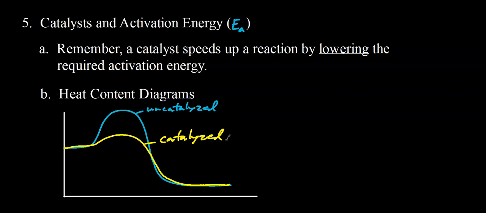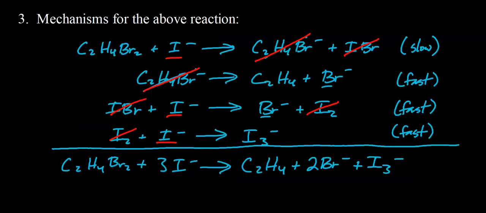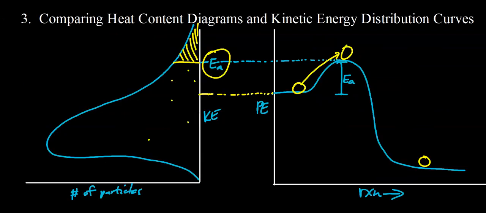Now I'm going to cheat a little bit. Let's compare heat content diagrams again to kinetic energy distribution curves like we did here. And what if we have a catalyst? Well, activation energy is going to be lower.